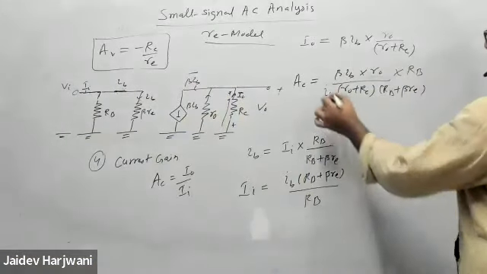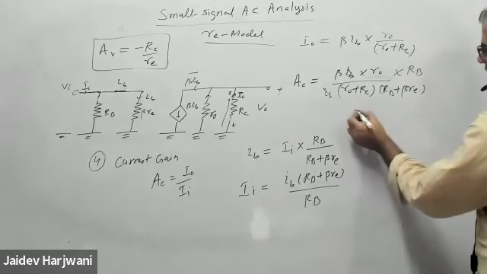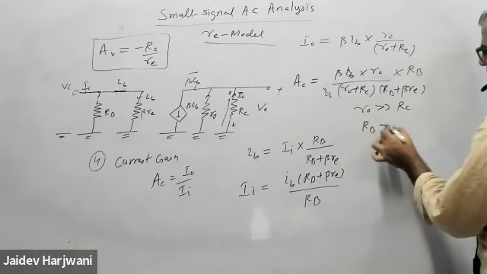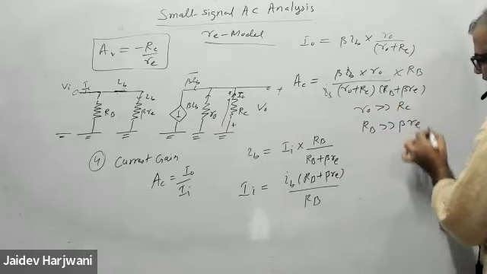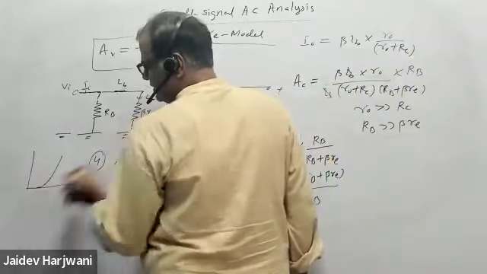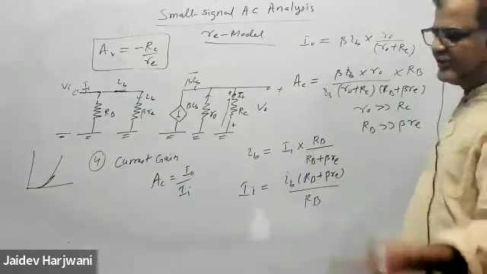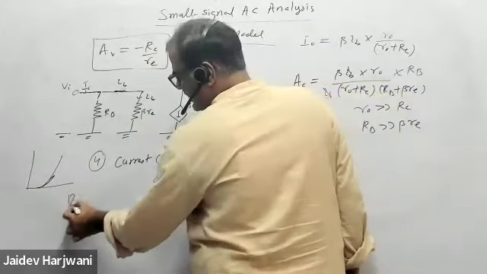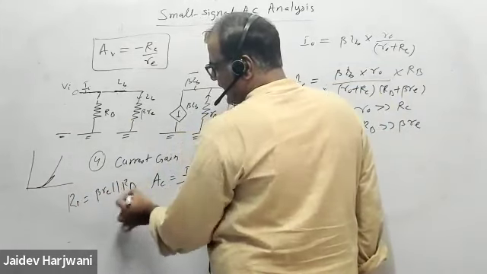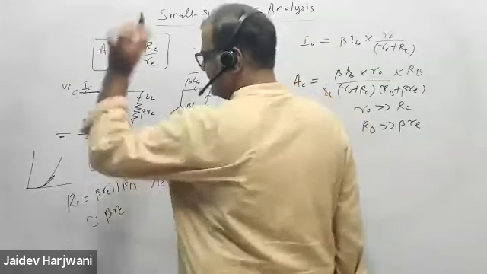Now IB cancels. In this question also, if R naught is greater than RC and RB is also greater than beta RE, beta RE generally comes in ohms because the input resistance of the diode is very less. If RB is in kilo ohms, very high, then what is your input resistance? Input resistance RI is simply beta RE parallel to RB. So if RB is very high, your input resistance will be simply beta RE. You can open this one.